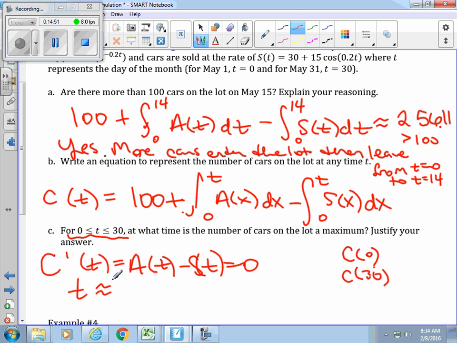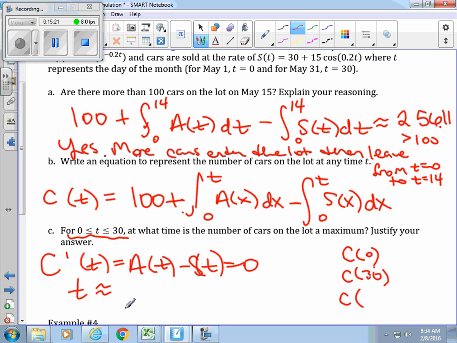I want to keep my answer exact if possible. Now, on this particular problem, because it's only looking for at what time, it's not a big deal, but sometimes they'll ask what is the maximum number of cars, and then we would want to keep that number correct to 3 decimal places. And it will be easier because you won't have to remember it and write it down. So there's two good reasons.